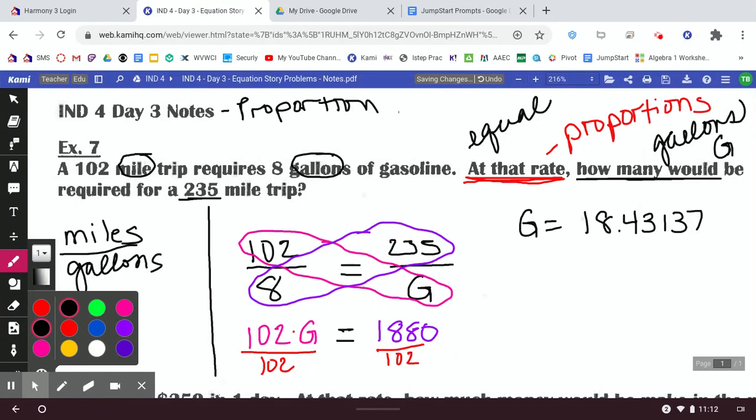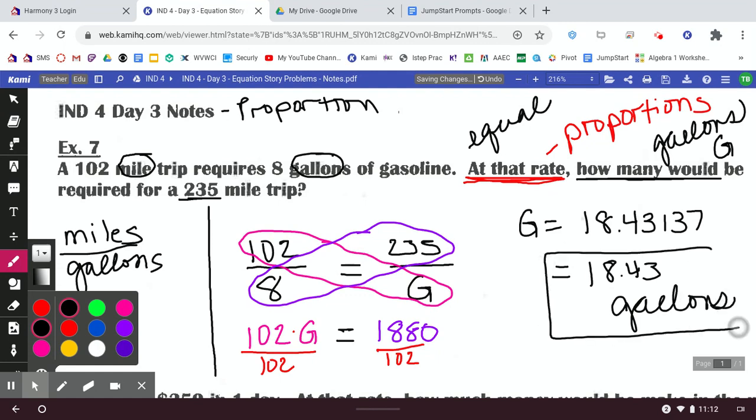Now, this does not tell me to round to the nearest gallon. It doesn't tell me to round to the tenth or the hundredth. In my class, if it does not tell you, your default is always going to be to the second decimal place, or the hundredth. So in this case, our answer would be 18.43 what? Gallons, because that's what we solved for, the G.